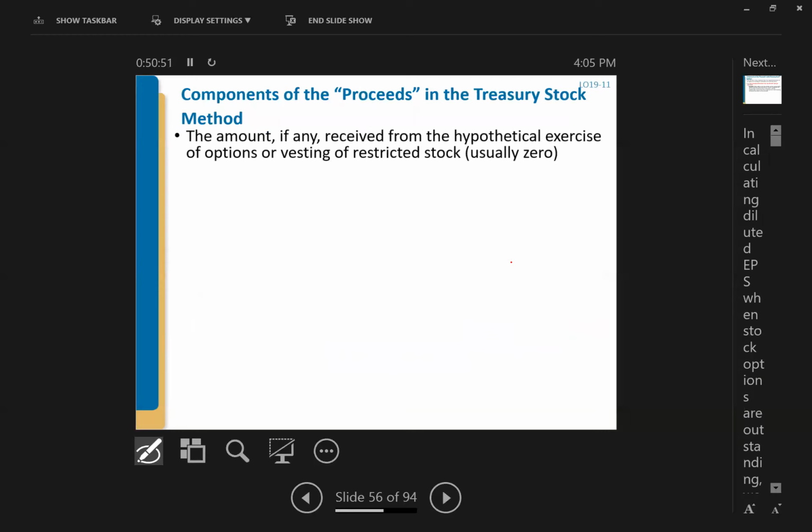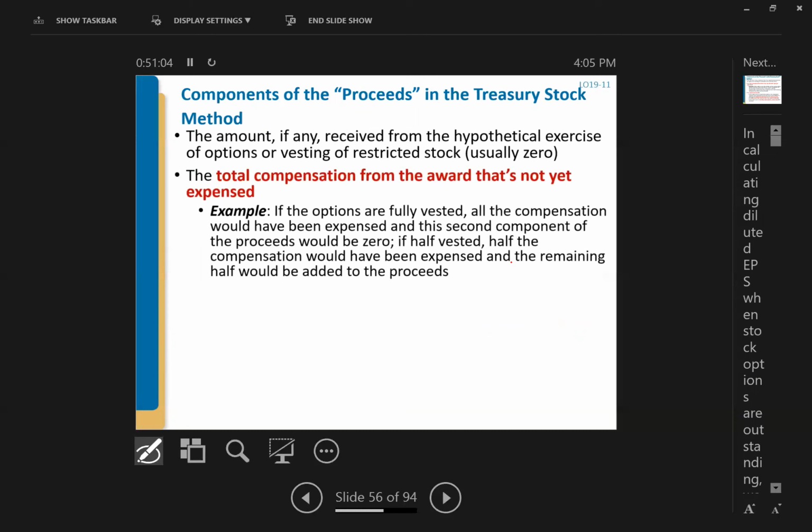Components of the proceeds in the treasury stock method. The amount, if any, received from the hypothetical exercise of options or vesting of restricted stock, usually zero. The total compensation from the award that's not yet expensed. For example, if the options are fully vested, all the compensation would have been expensed. Remember, that compensation expense is going to impact our net income. So that's what we're looking at. If the options are fully vested, all compensation would have been expensed, and this second component of the proceeds would be zero. If half vested, then half the compensation would have been expensed, and the remaining half would be added to the proceeds.